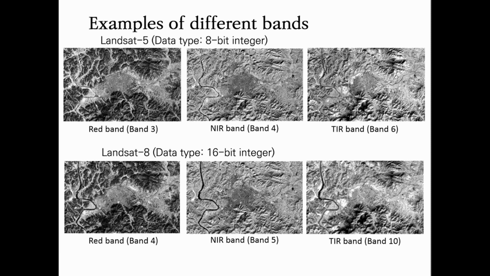These figures show examples of different bands of Landsat 5 and 8. The upper figure shows an example of Landsat 5 bands. The lower figure shows an example of Landsat 8 bands. These figures show each band has different intensities in specific materials. For example, some bands have high intensity in water features, while other bands do not.